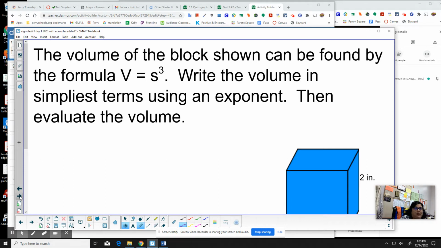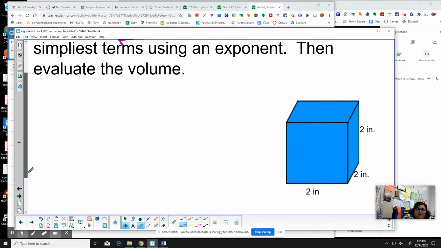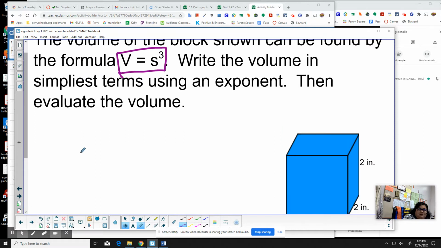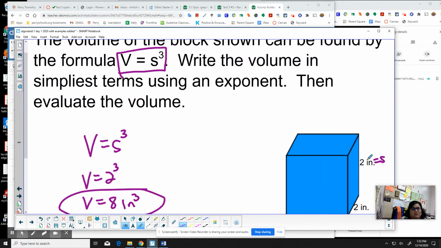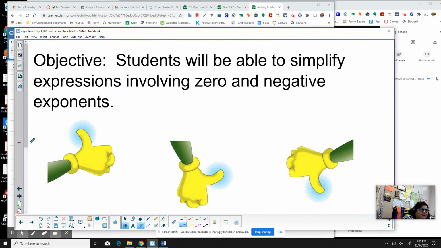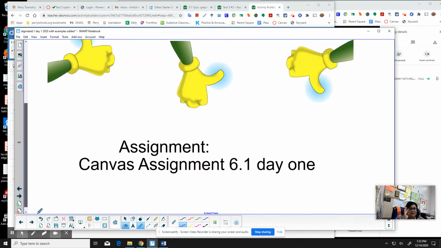The volume of a block shown can be found by the formula V equals S cubed. Write the volume in simplest terms using an exponent, then evaluate the volume. Okay, so volume is S cubed, and S equals 2. So V equals 2 to the third, and then the volume is 8 inches cubed. So we're just doing 2 times 2 times 2. That's all we're doing.